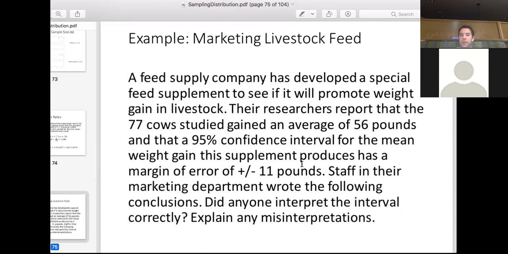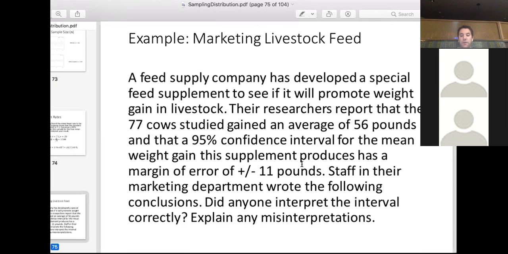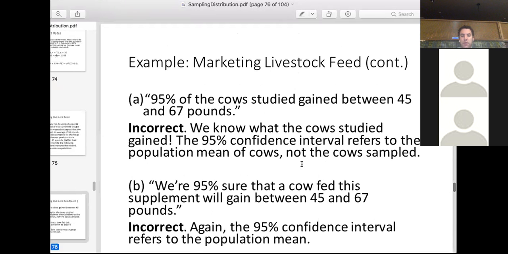To give another example, we're looking at livestock feed in this case. We're looking at a company that's developing a special feed supplement to see if it'll promote weight gain in their livestock. So the researchers report that 77 cows were studied and they gained an average of 56 pounds with a 95% confidence interval for the mean weight gain. This supplement produced a margin of error of plus minus 11 pounds. So the question is, did the marketing department interpret the interval correctly, and explain any misinterpretations?